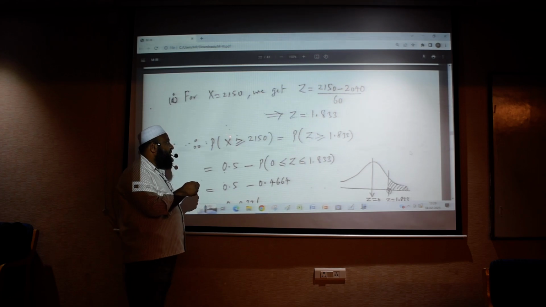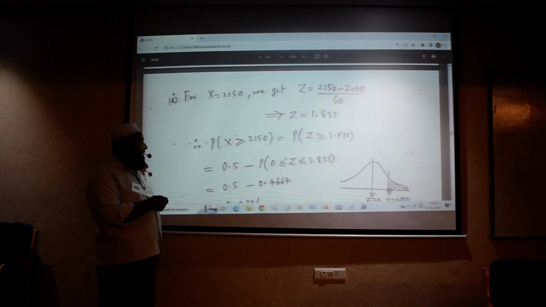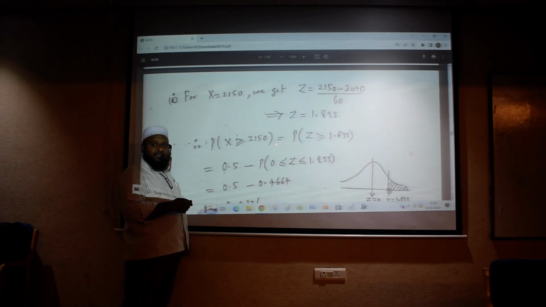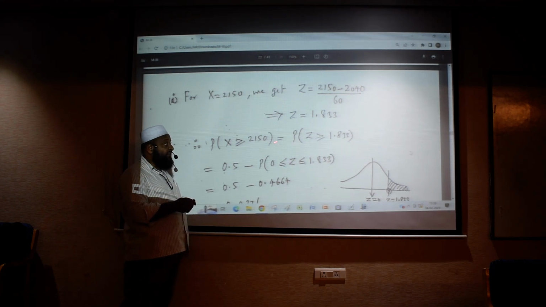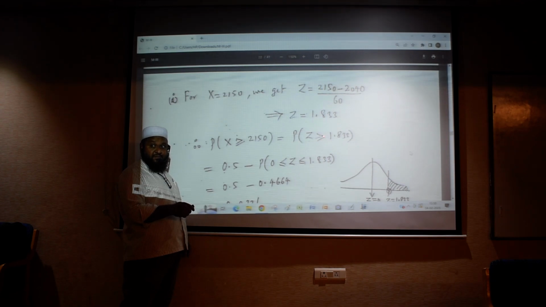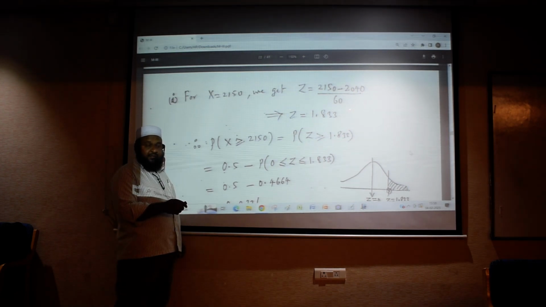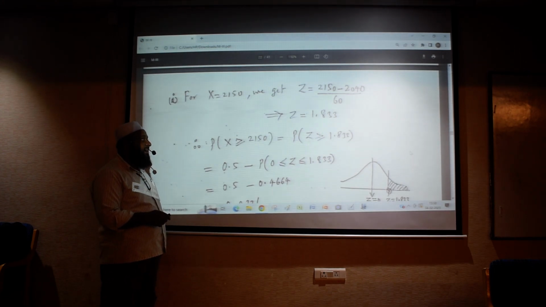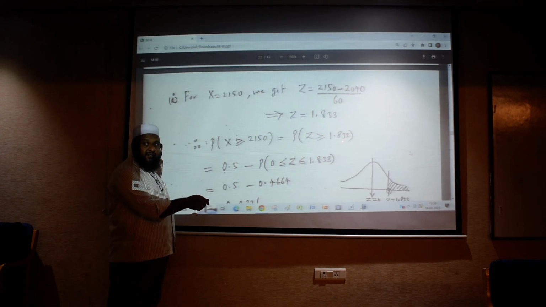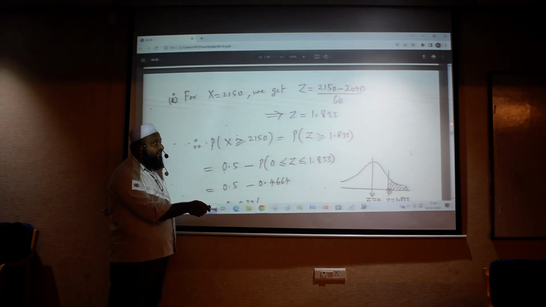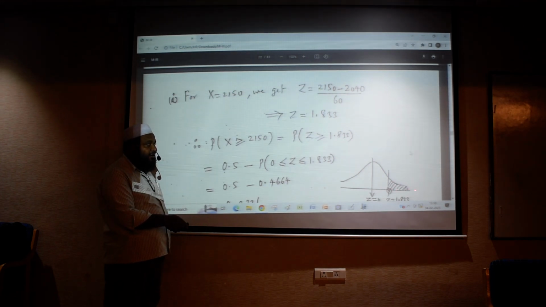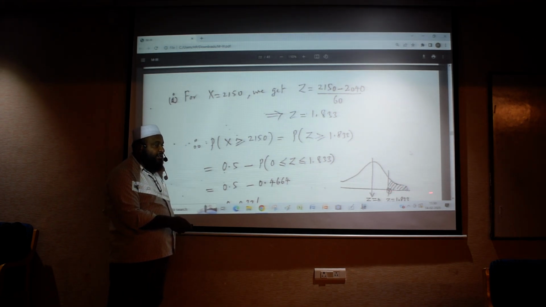1.833. Now we want the probability that lifetime is more than 2150. That lifetime is greater than or equal to 2150 if z is greater than or equal to 1.833. This number. Following? Yes, sir. So we want the area from 1.833 onwards. Now you see here I have not given any line here. Means what? Infinite. From z equal to 1.833 up to infinity.